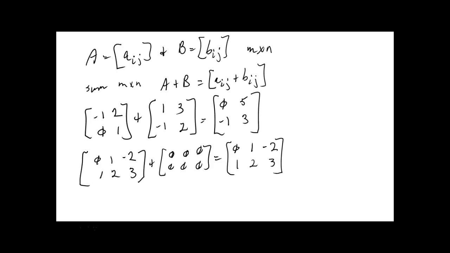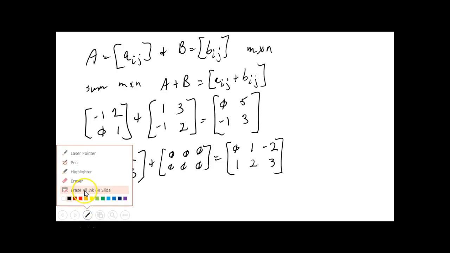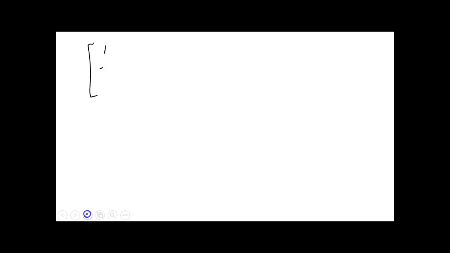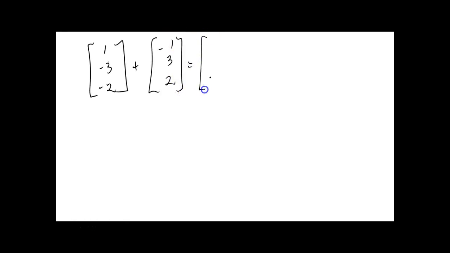That was B. Can we do C? I think I'm going to have to go to a clean page to do C. Okay? -1, -1, no, -3. I can't read and write and chew gum at the same time. 1, -3, -2, plus -1, 3, 2. Can you add those two matrices? What do you think?